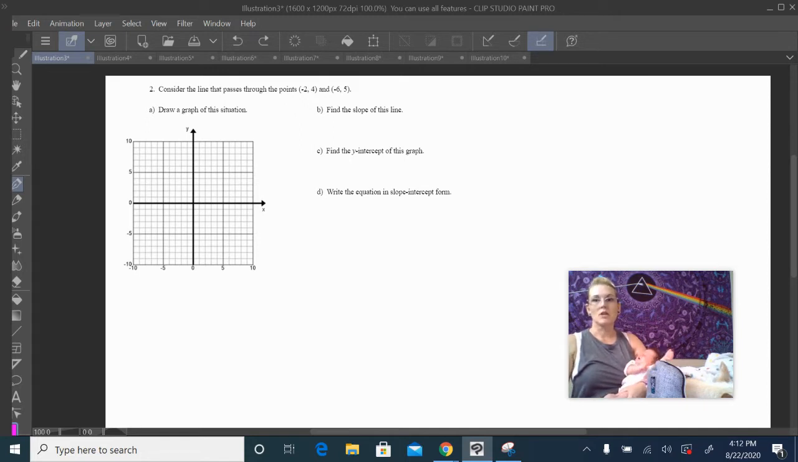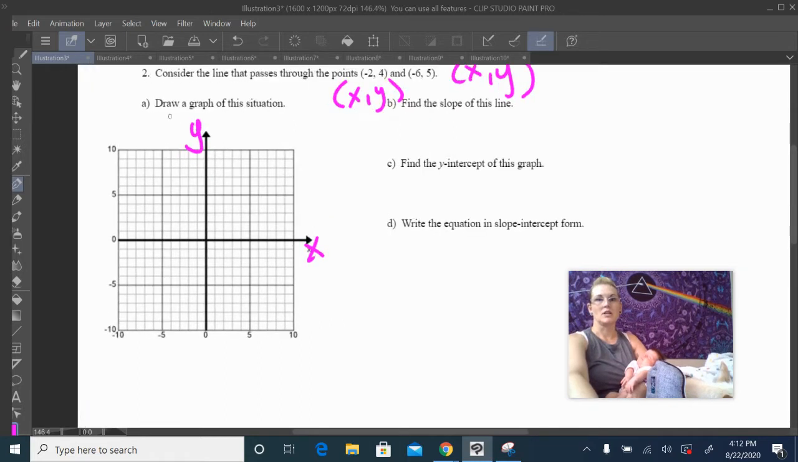As a reminder, when we're graphing, we need ordered pairs. So we need an x and a y. This is the x and this is the y-axis. I'm going to zoom this in so we can see a lot better. Okay, so I'm going to go left 2, and I'm going to go up 4, so that's right here. And then I'm going to go to (-6, 5), so -6, and then 5.